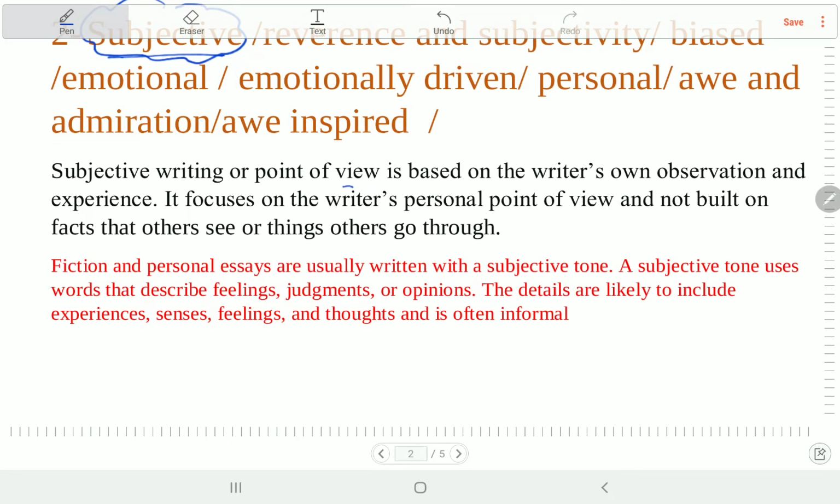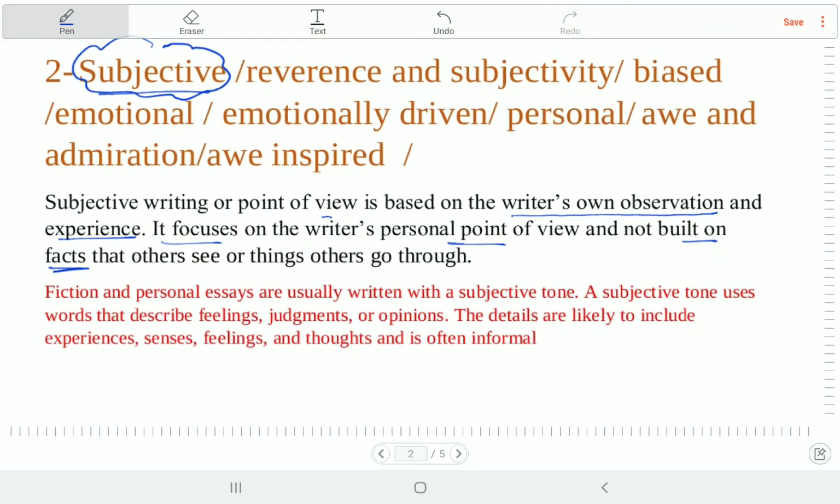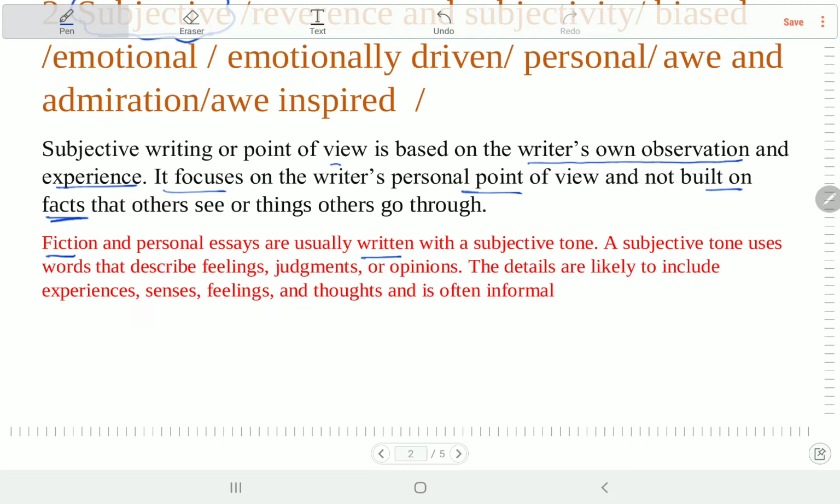Subjective writing or point of view is based on the writer's own observation and experience. It focuses on the writer's personal point of view and is not built on facts that others see or things others go through. This is just the opposite of objective. Here the writer is just expressing his point of view, his feelings. Fiction and personal essays are usually written in subjective tone. Most fictional essays are written in this tone. A subjective tone uses words that describe feelings, judgment, or opinions. The details are likely to include experiences, senses, feelings, and thoughts, and it is often informal.